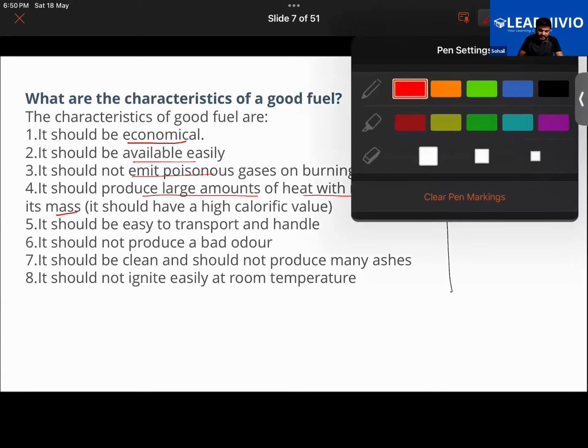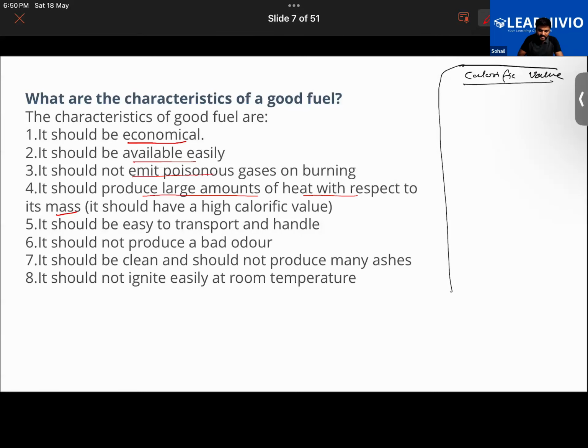Sir, can you repeat it again? Yeah, I'm writing it also. See, it is simply the amount of heat energy produced on the complete combustion of 1 kilogram of a fuel. Combustion here basically refers to burning.